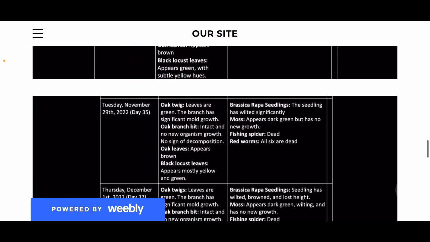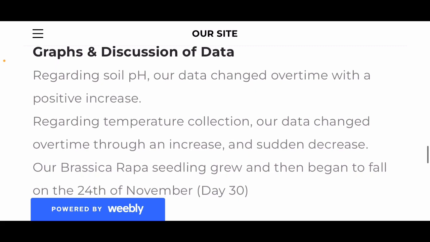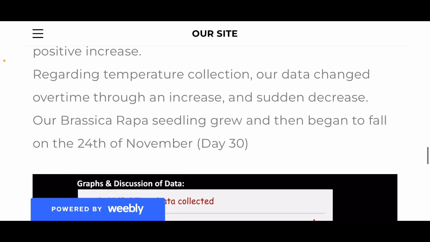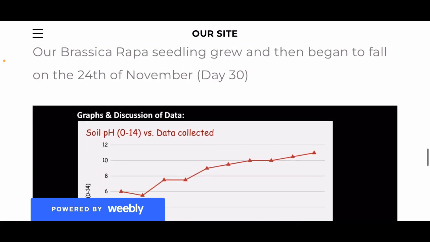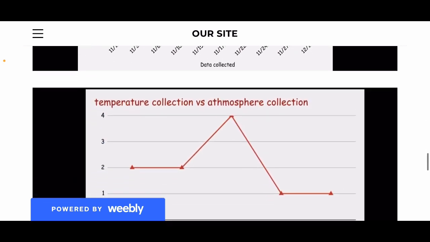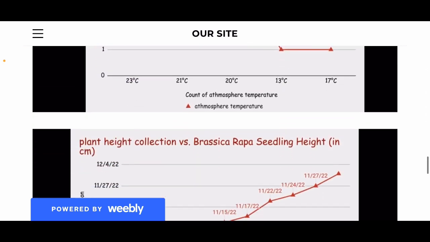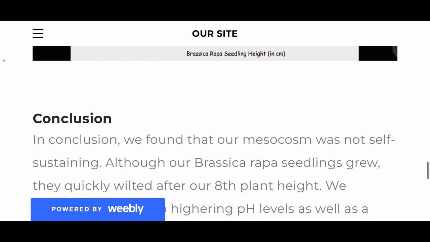And then for our graphs, the data regarding the soil pH, our data changed over time with a positive increase. And then regarding the temperature collection, our data changed over time with an increase, but then a sudden decrease. And our seedling began to fall on November 24th, which was day 30. Here are our graphs. And that is it for the data collection.